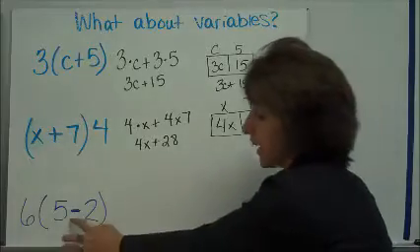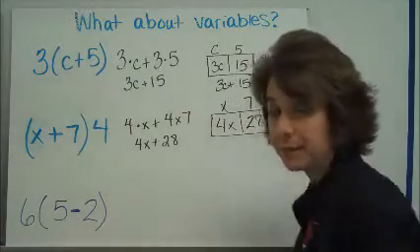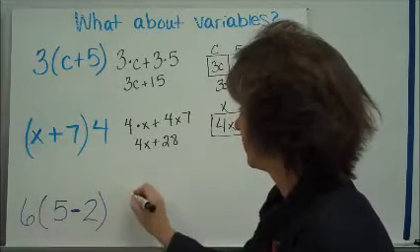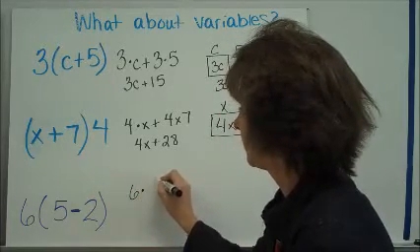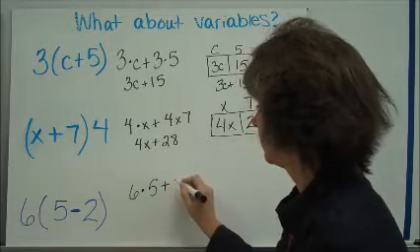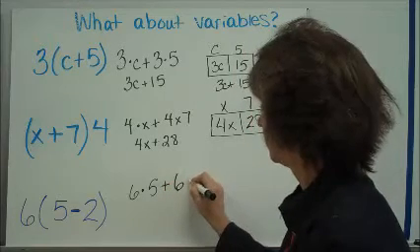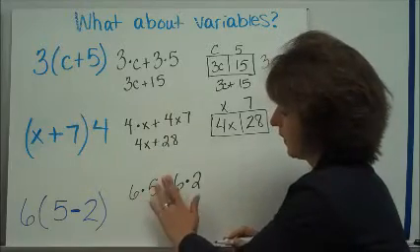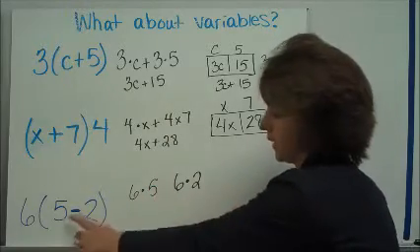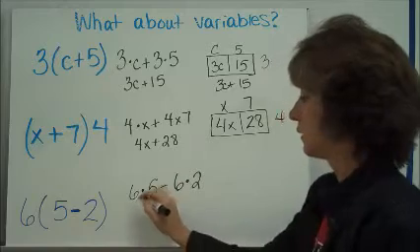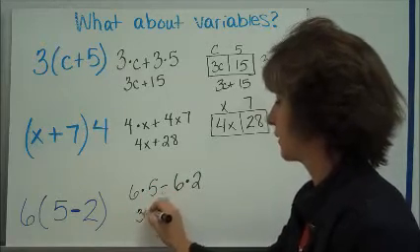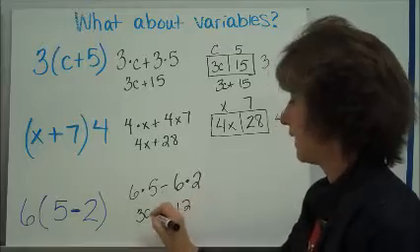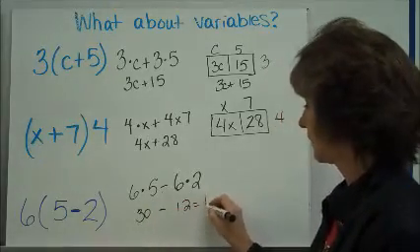Let's look at it one more time, paying attention to the fact that this time it's a subtraction sign. So we would do 6 loves 5 and 6 loves 2. The only difference is where I put that addition sign, I should put a subtraction sign. So 6 times 5 is 30, and 6 times 2 is 12, and 30 minus 12 is 18.